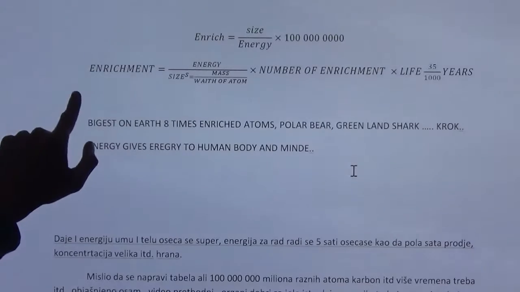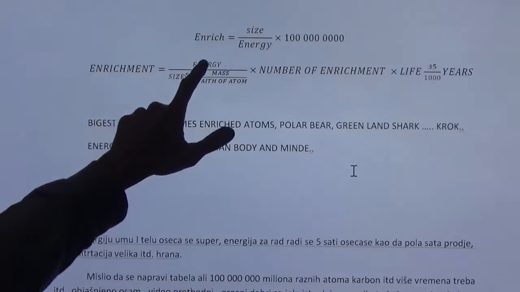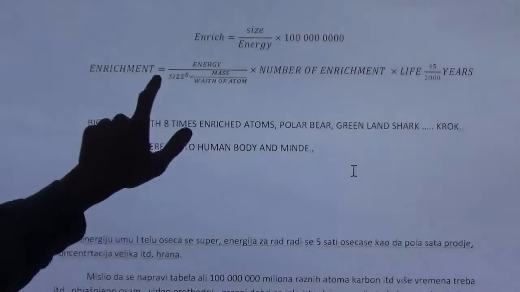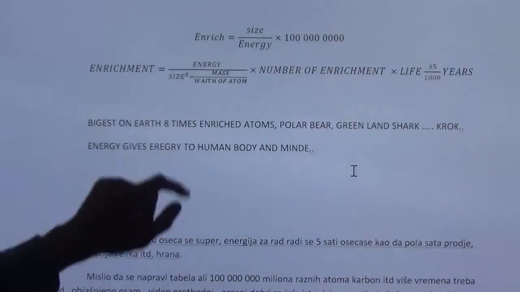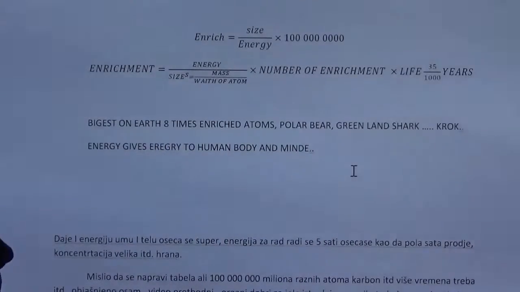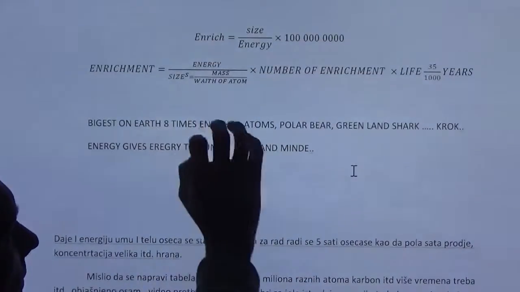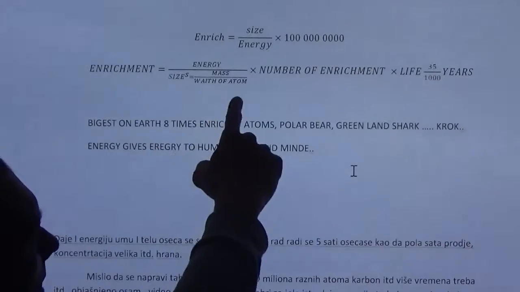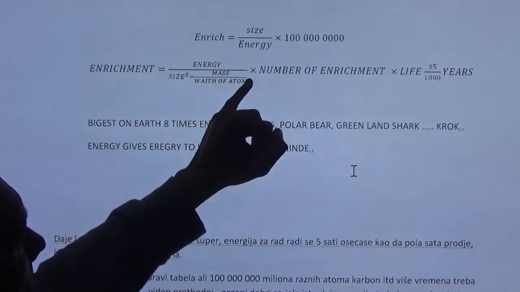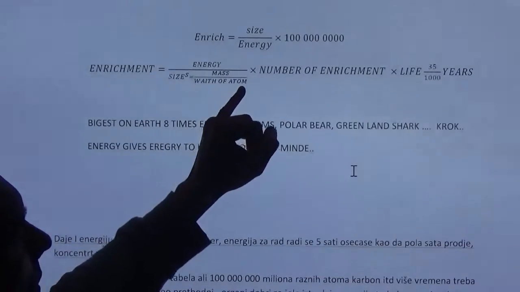So to go further, enrichment equals then energy of food and atoms. And that is divided by the size sphered, because atoms are spheres, everybody knows that, which equals the mass of the atom divided by the weight of the atom. Which equals the mass, sorry, of food divided by the weight of the atom.